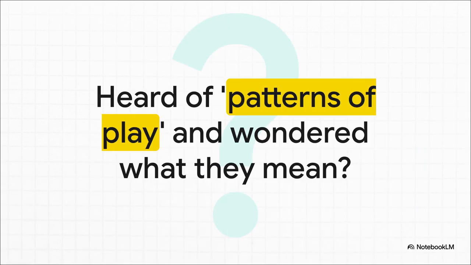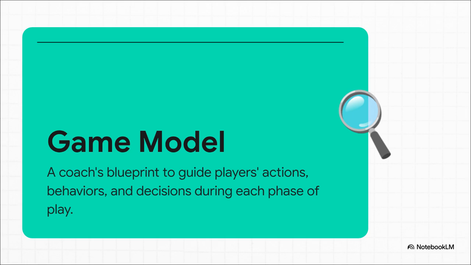Like there's this hidden code that only the pros understand. Well, the truth is, there's a single blueprint that makes sense of it all. It's a master plan that tells a team exactly what to do in every single moment of a match. And that blueprint is called the game model. The best way to think about it is like a team's operating system.